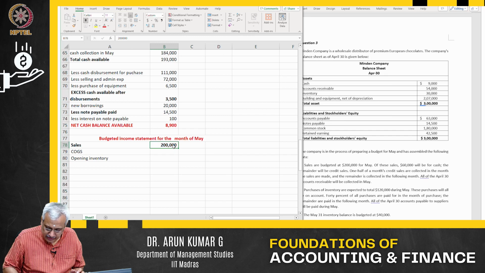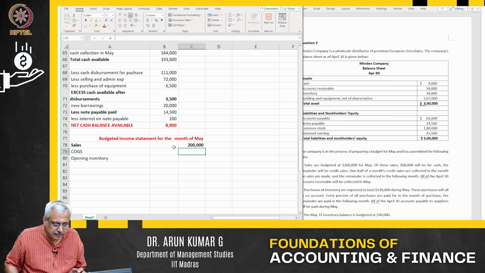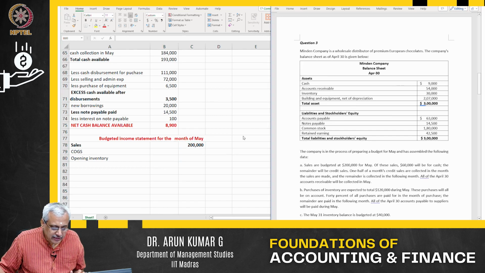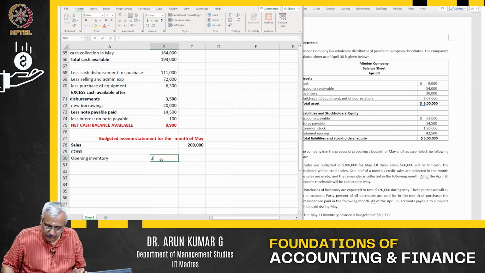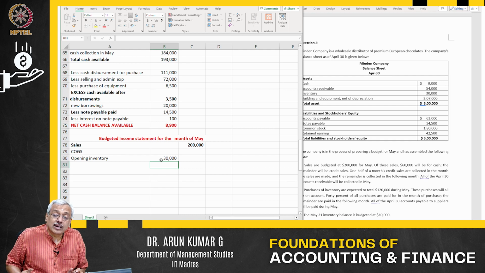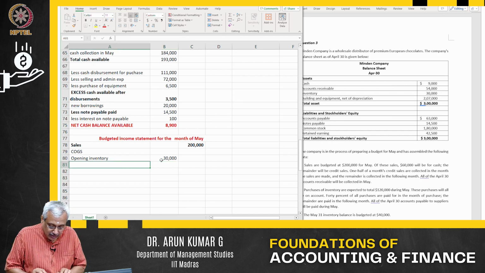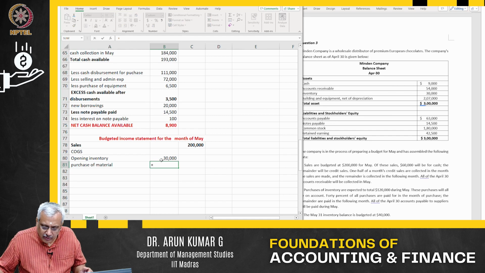I'm going to move this to the next column. What is the opening inventory? Please note, from the balance sheet, you had an opening inventory of 30,000. You might have purchased. What are we looking at in the P&L? How much has been utilized? That is, those that have been consumed. Purchase of material for the month. Of course, yes, 1,20,000 purchased.